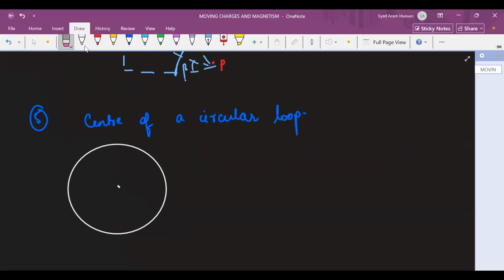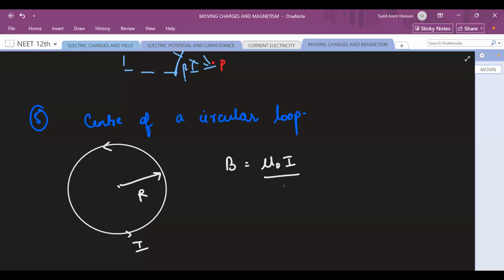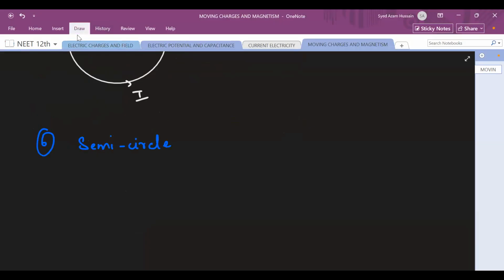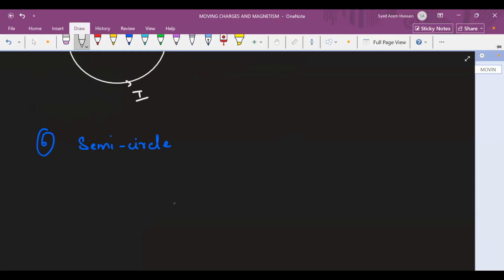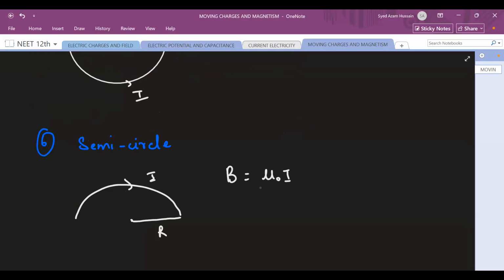So here the magnetic field, let's say some radius r is present, and the current that is flowing is I. At the center, the magnetic field is given by B is equal to mu naught I by 2R. And if we take this as a semicircle, with current I and radius r, the magnetic field would be B is equal to mu naught I by 4R for a semicircle.